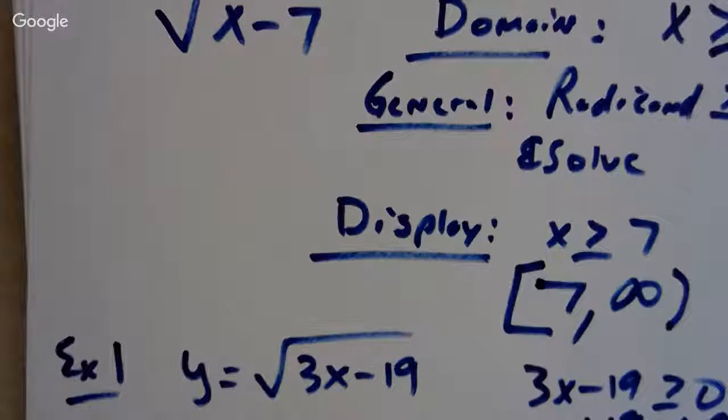Oh, no. Go to y equals. Do you have square root of x minus 7 in there? Yeah. Okay, give me just a second. I'll come take a peek.